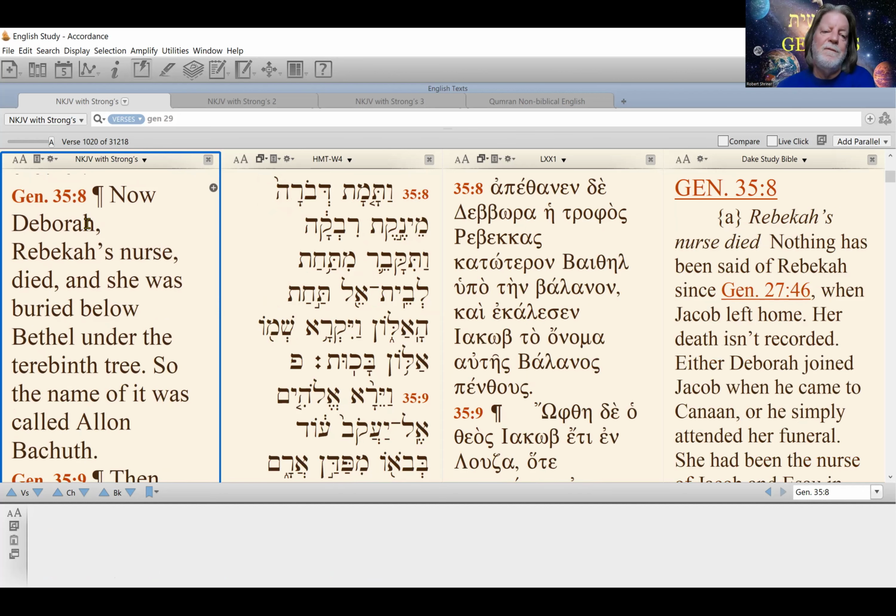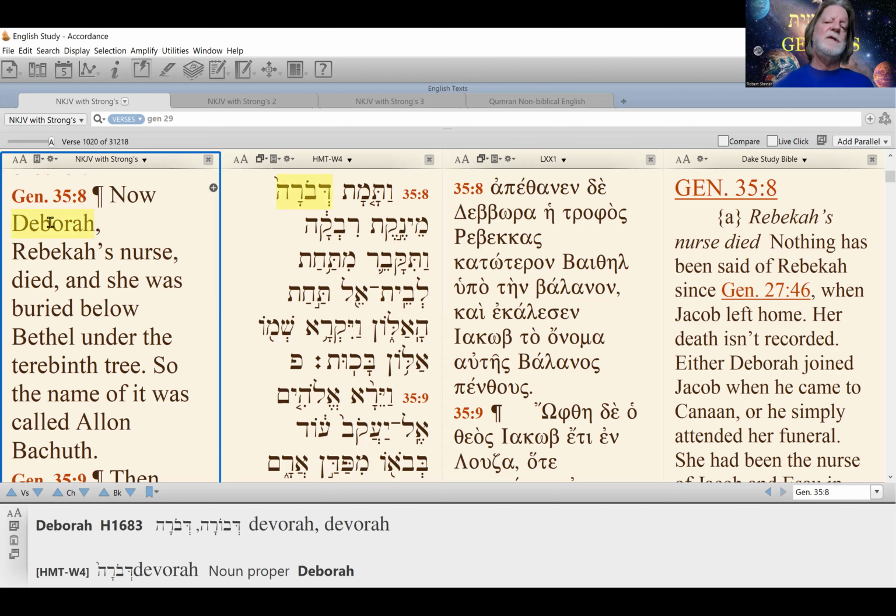Now it says Devorah, or Deborah, Rivka's nurse. There's another Deborah in the Bible, a judge in the book of Judges. That takes place maybe a generation or two after the Exodus and the conquest of the land, and Deborah is a heroine, a female hero in the book of Judges. This is a different Devorah. Devorah is the Hebrew word for a bee, B-E-E, like a honeybee.